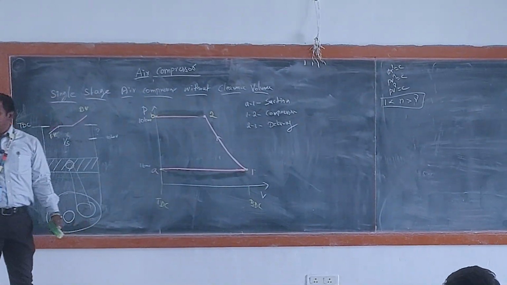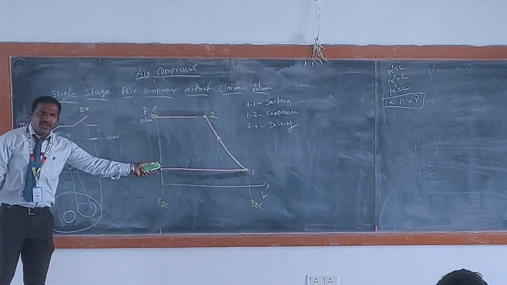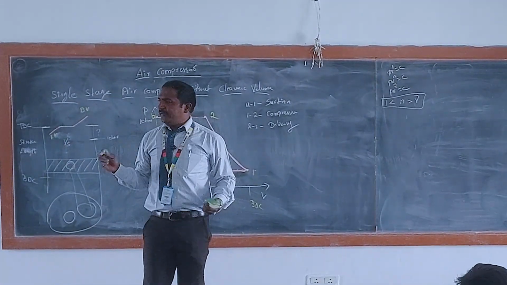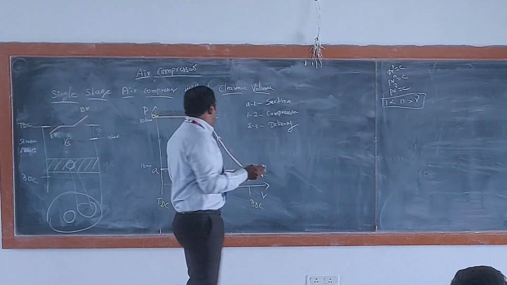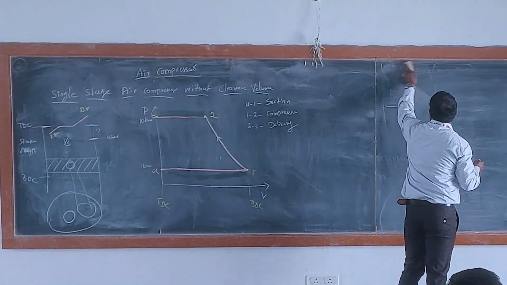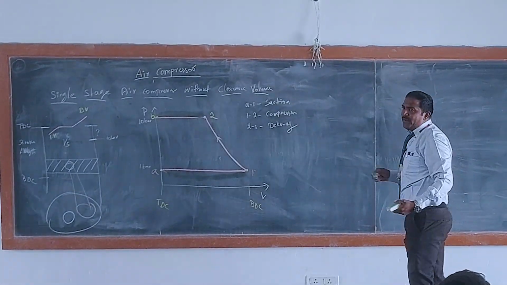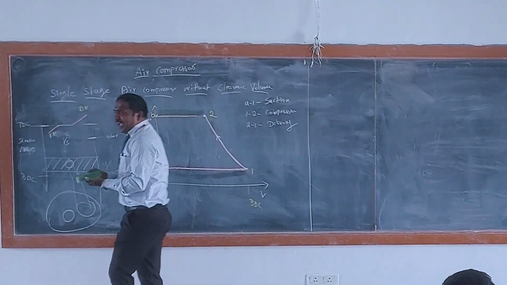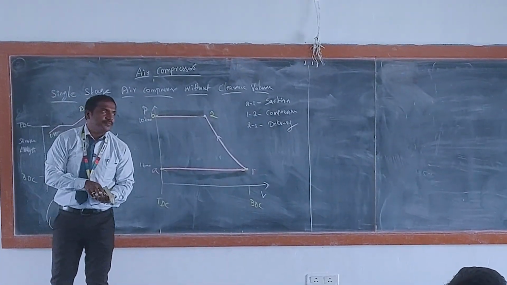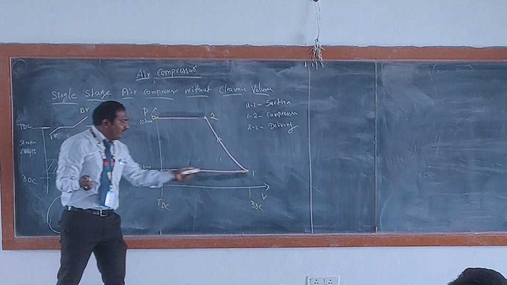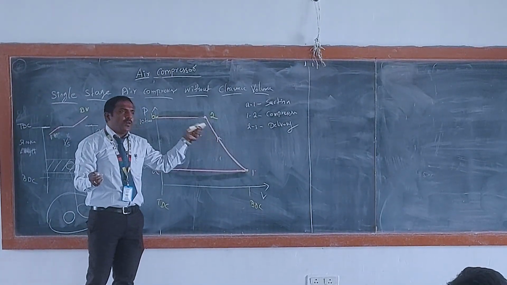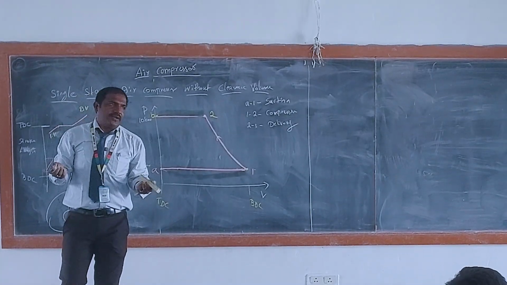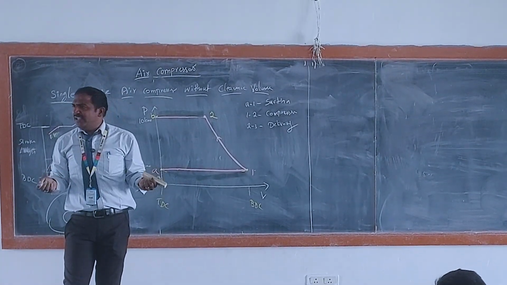Any doubts? This you understood, right? If you understood this, the rest of the entire unit is free. Now, how to derive the equation for this? It is very simple, I will tell you. How many processes do we have here? Three processes: one suction, one compression, one delivery. These three combined together, we can't derive the equation.